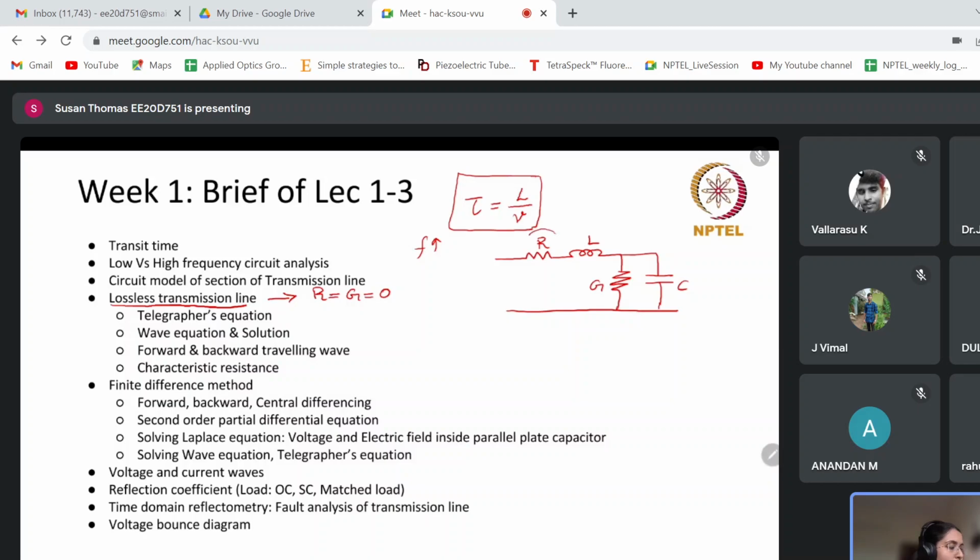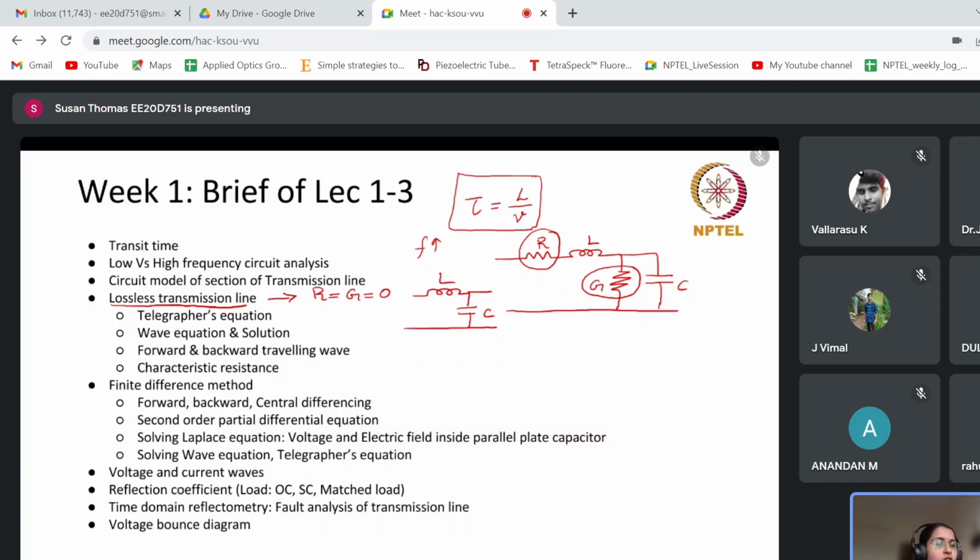R represents a resistance, and G represents a leakage current, which is not present. So ideally the transmission line model becomes LC, an ideal lossless transmission line model. This is where we start in the lecture videos, with the lossless transmission line, going on with the derivation of the telegrapher's equation, and then towards the wave equation and its solution.